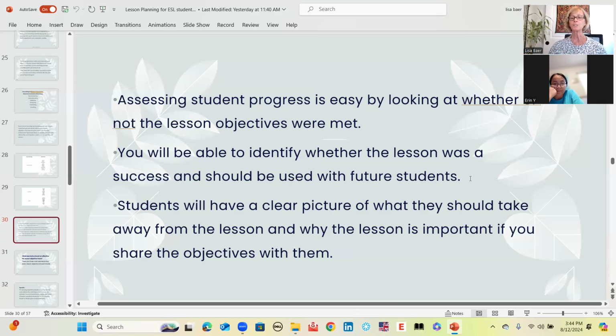So you'll be able to identify whether the lesson was successful or not. Students will have a clearer picture of what they should take away from the lesson and why the lesson is important if you share the objectives with them. So often, with younger students, you will have today's objectives up on the board, or on a whiteboard of some sort, or a flip chart or something. And teachers usually have their students read aloud the objectives so that the students have an idea of what's being expected of them.